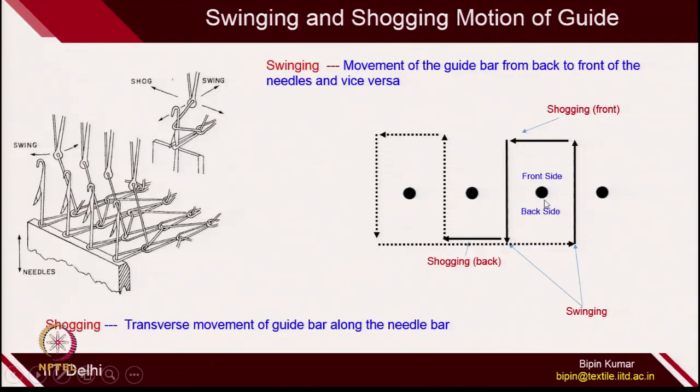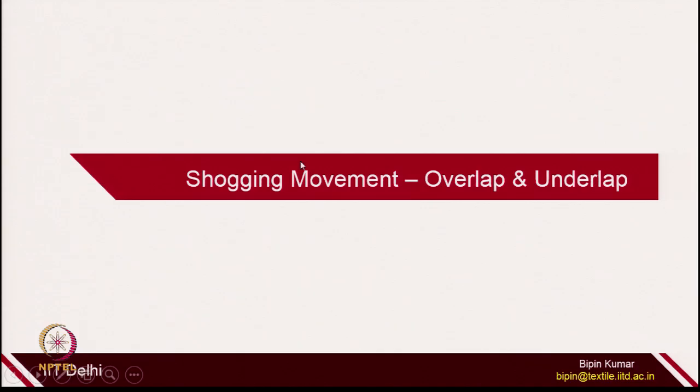This is how a particular guide bar motion is described and it can keep providing the yarn to two different needles. If you see the guide bar here, one needle and two needles. Two needles are getting yarn alternatively by the same guide. That is why swinging and shogging is extremely important in fabric development. For any difference in the fabric structure, the most important thing is the shogging movement.